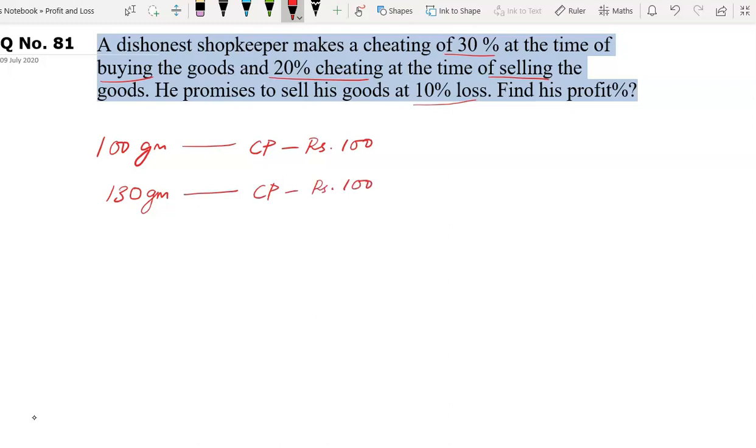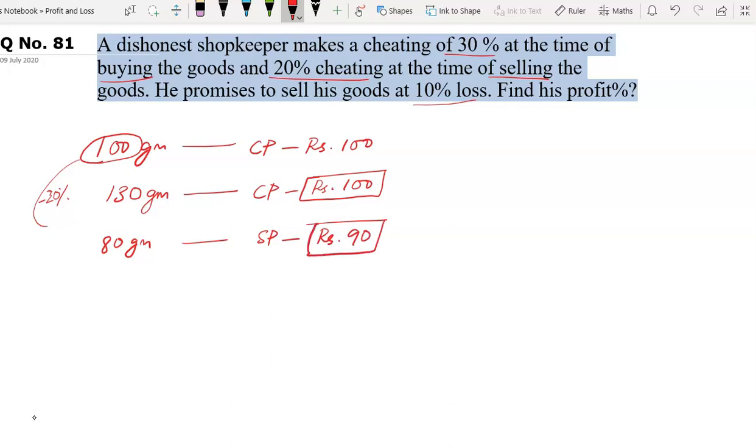Now he cheats 20% at the time of selling the goods. So he's supposed to sell 100 gram, but he cheats 20%. So he sells only 80 gram. And his SP will be how much? He promises to sell his goods at 10% loss. So 100 is his CP. 10% loss means 100 minus 10. So his SP will be 90.